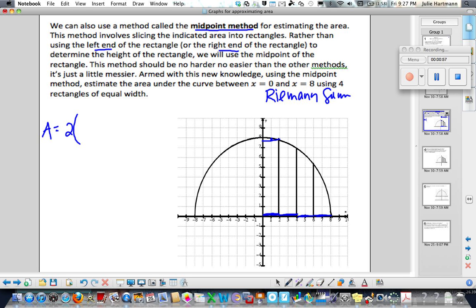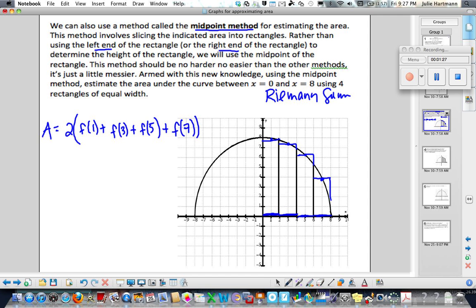It looks like that. Here your midpoint is at 3. Here your midpoint is at 5. And here your midpoint is at 7. So there are our heights. So that first height is f of 1. The second height, f of 3. The third height, f of 5. And the fourth height, f of 7.